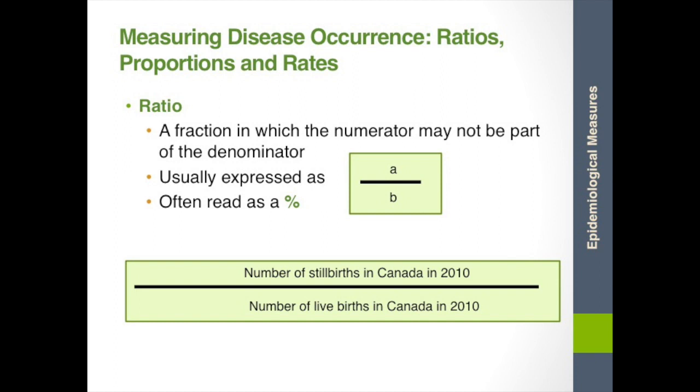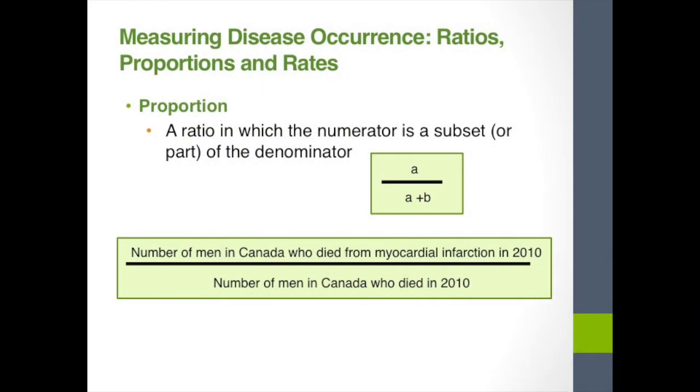A ratio is one number divided by another. Individuals in the numerator can be different from those in the denominator. This measure is often read as a percentage. A proportion is also one number divided by another, but individuals in the numerator are a subset of those in the denominator. Proportions are often expressed as percentages.